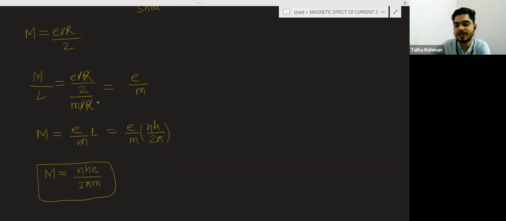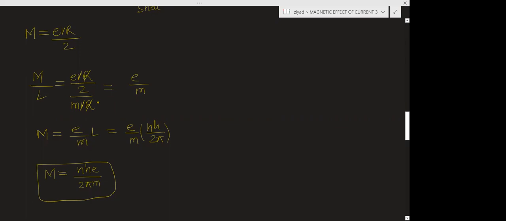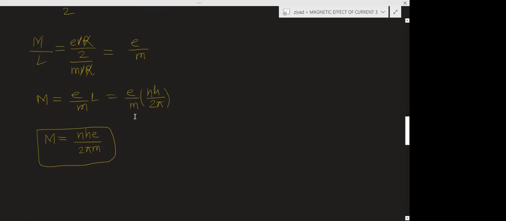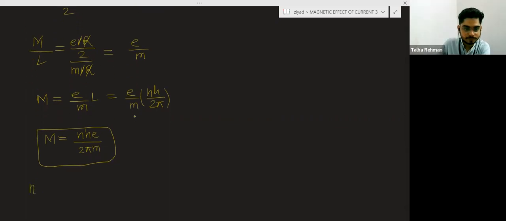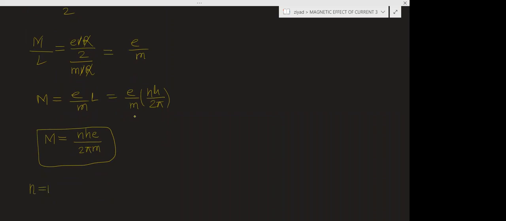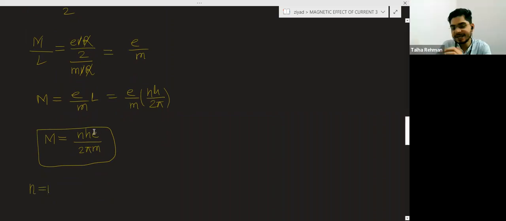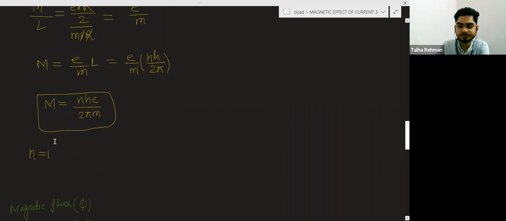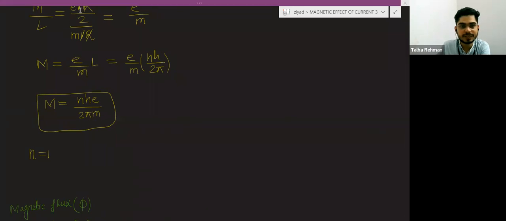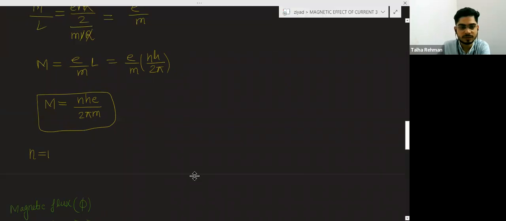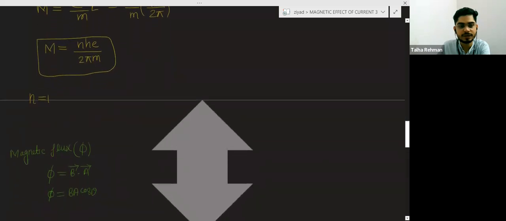And what is N? N is the shell number. N equal to 1, N equal to 2, N equal to 3. The minimum value of N is 1. So at N equal to 1, you will get the minimum magnetic moment, and that magnetic moment is given by simply putting the value N equal to 1 in this formula.